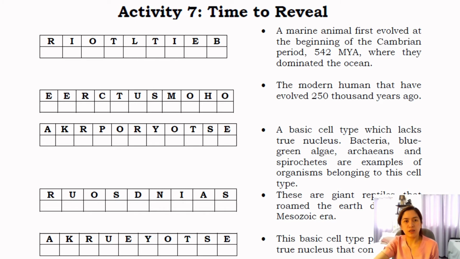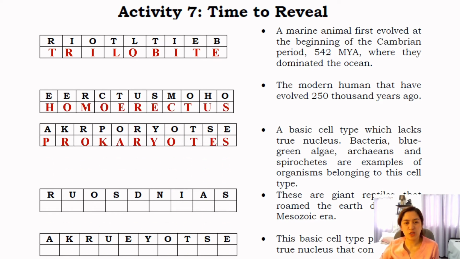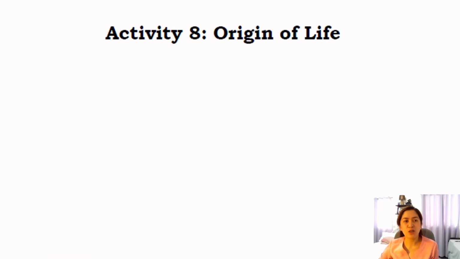Okay. What are the answers? Number 1 is trilobite. The second one is Homo erectus. Third one is prokaryotes. And the fourth one is dinosaurs. The last one is eukaryotes. Very good. I think you're making progress.